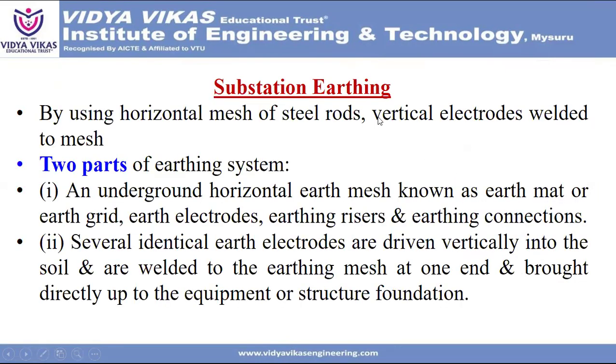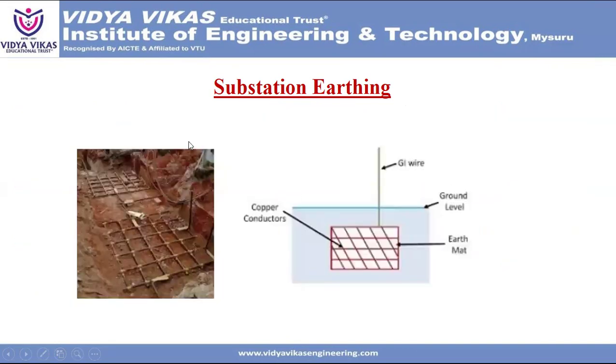And then substation earthing, by using a horizontal mesh of steel rods with vertical electrodes welded to the mesh. Here we have two parts of the earthing system: an underground horizontal earth mesh known as earth mat or earth grid or earth electrode, earth risers, and earthing connections. Several identical earth electrodes are driven vertically into the soil and are welded to the earthing mesh at one end and brought directly up to the equipment or structure foundation. This is nothing but substation earthing. Per conductor, earth mat, ground level, GI wire.